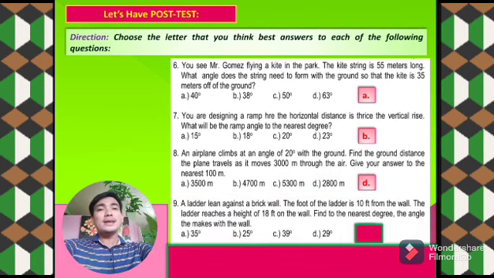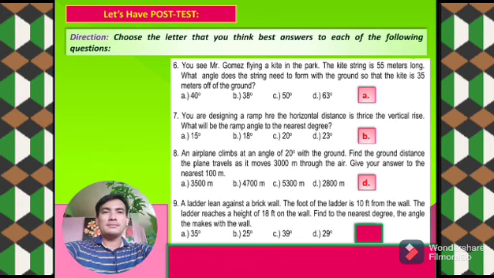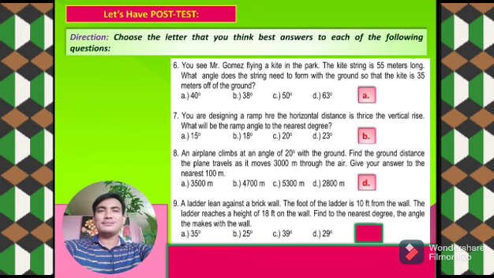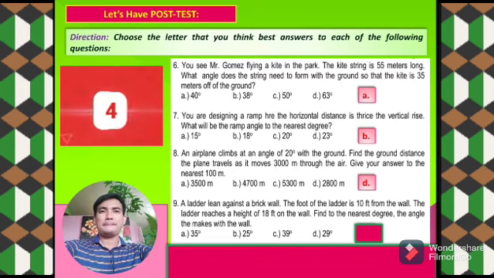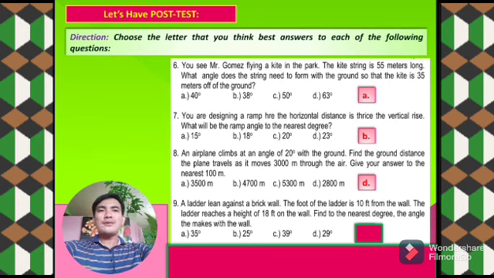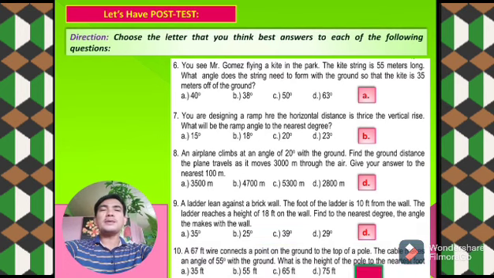A ladder leans against a brick wall. The foot of the ladder is 10 feet from the wall. The ladder reaches a height of 18 feet on the wall. Find, to the nearest degree, the angle it makes with the wall. Ready, go! And the correct answer is letter D, 29 degrees. Congratulations. Lastly, we have number 10.